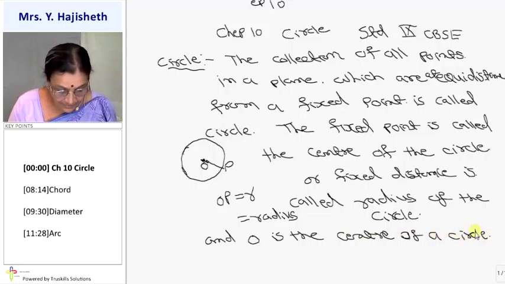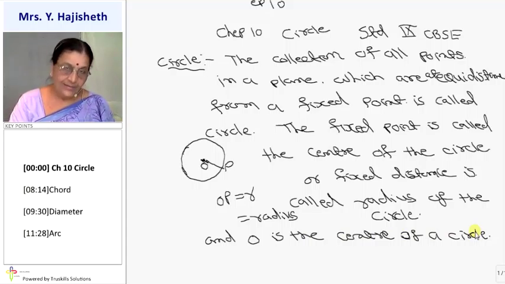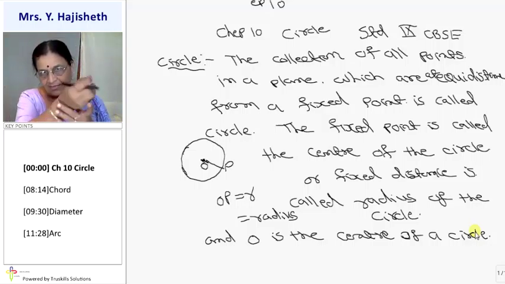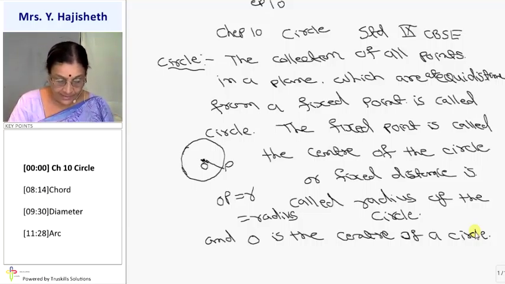Clear? Now in daily life we can see many objects which are round in shape. What are those? Bangles. Have you seen bangles? See, this bangle is circular in shape. Wheel of a car or scooter. Rings. Keys. Key rings, right? Key rings and many more things.